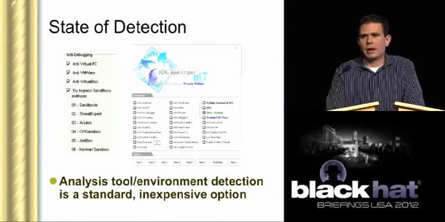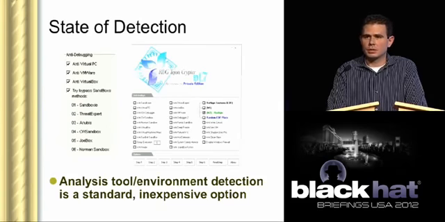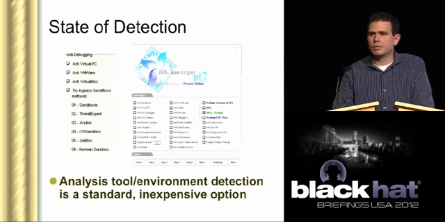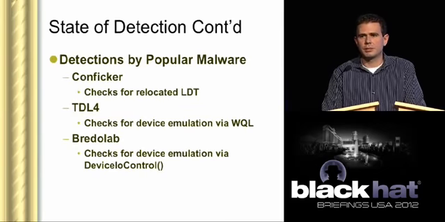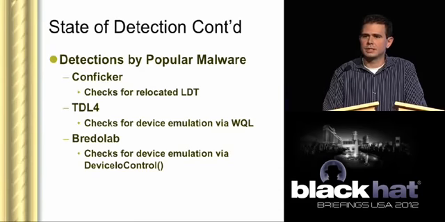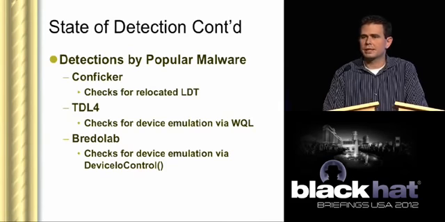When we look at popular malware, we will also find anti-analysis or anti-virtualization associated detections. Conficker checked for a relocated local descriptor table, which would detect reduced privilege guest virtual machine monitors like VMware. TDL4 will use the Windows WMI query language, which is an SQL-like language that can be used to interrogate a number of system features, including the hardware, to identify the presence of device emulation. And it can be something as simple as a label that says QEMU hard drive. Bredolab does functionally the same thing by directly interrogating the hard drive via the device I/O control Windows API.